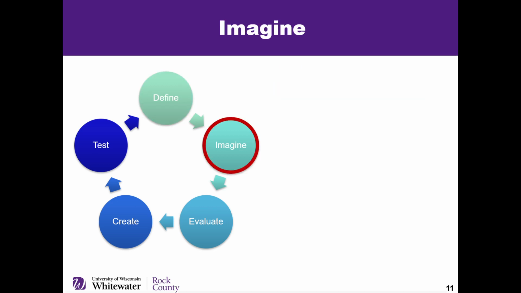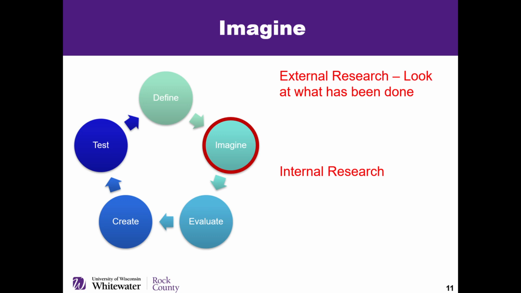The next step is the imagine step, right? And in this step, there's kind of two parts to it. One is the external research and the other is the internal research. So external research is to look at what's already been done out in the market, right? You can look at patents and maybe use some expired patents, or look at what your company has for patents on products. Explore what the current market really has.